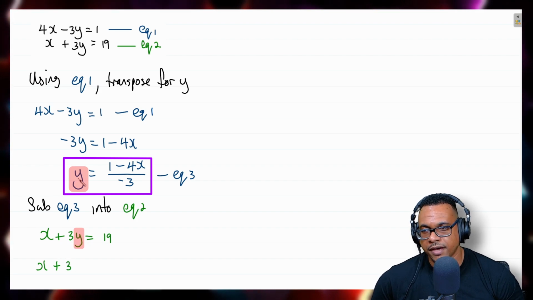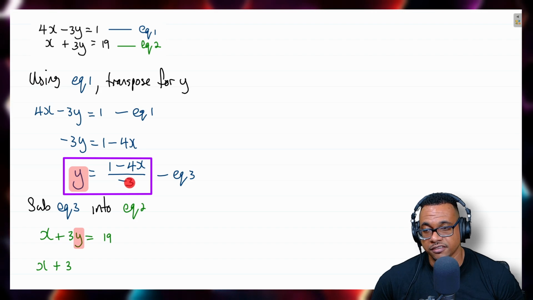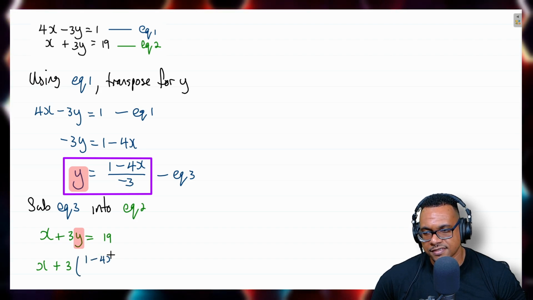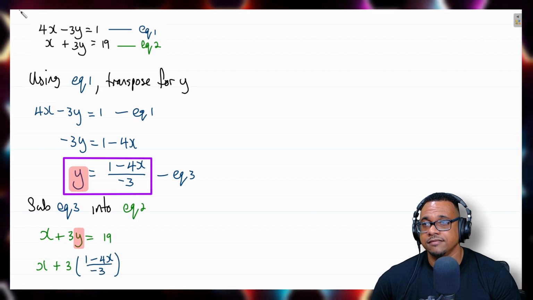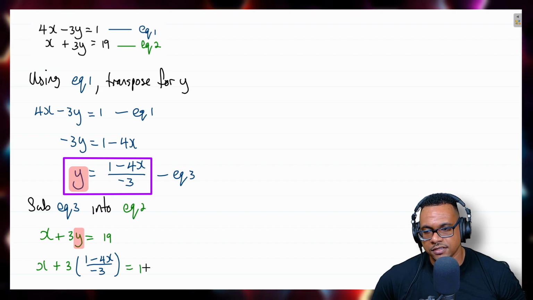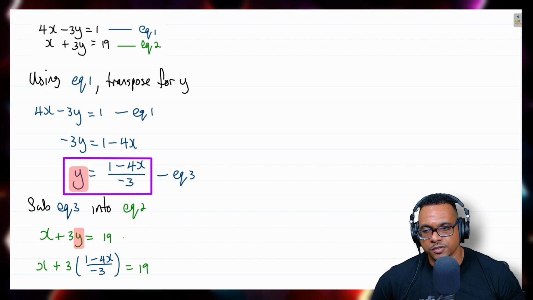So 3 multiplied by y, which is equal to 1 take away 4x over negative 3. So I'm going to put that 1 take away 4x divided by negative 3. And then the rest of the equation will be equal to 19. That's going to be equation 2.